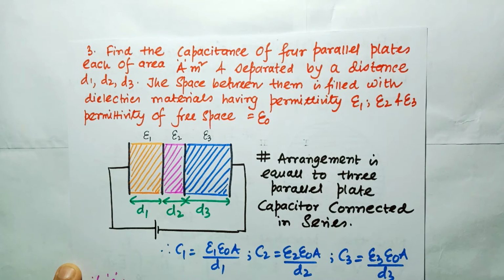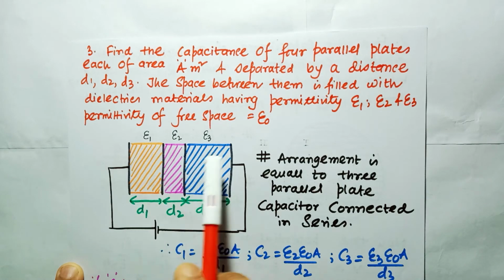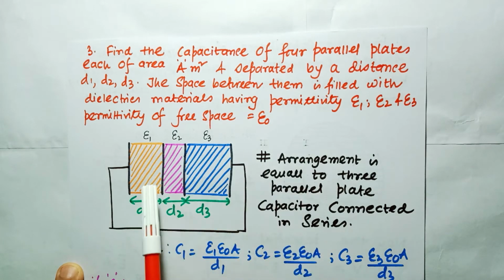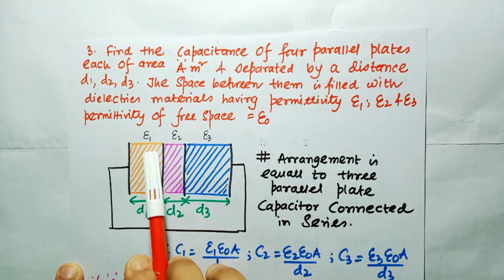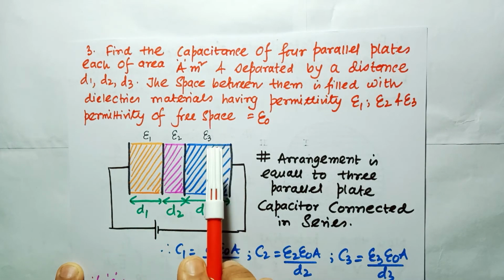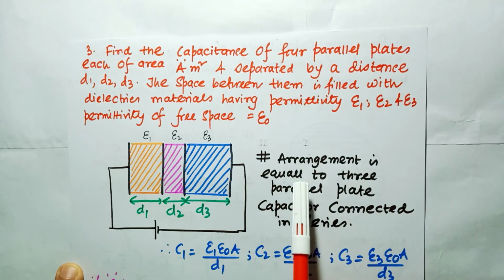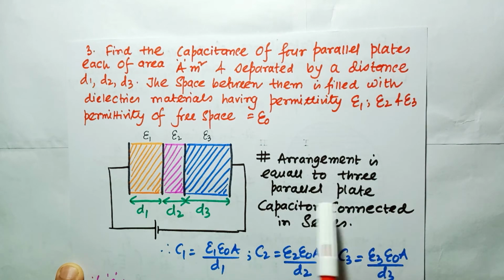You can see from the figure, these are the 4 plates 1, 2, 3 and 4, and in between the plates there are dielectric materials of thickness d1, d2 and d3, with permittivity values epsilon 1, epsilon 2 and epsilon 3. So you can see the arrangement is equal to 3 parallel plate capacitors connected in series. If I apply the voltage source here, it looks like 3 parallel plate capacitors connected in series.